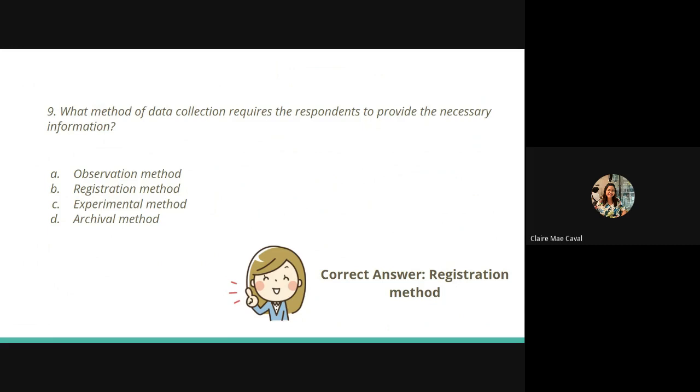Number 9, what method of data collection requires the respondents to provide the necessary information? The correct answer is registration method. Again, necessary information in accordance with existing laws and regulations. Examples: car registration, birth registration, voters registration.